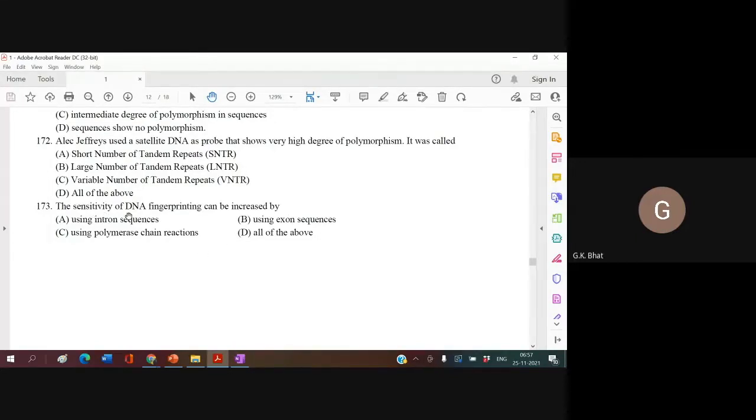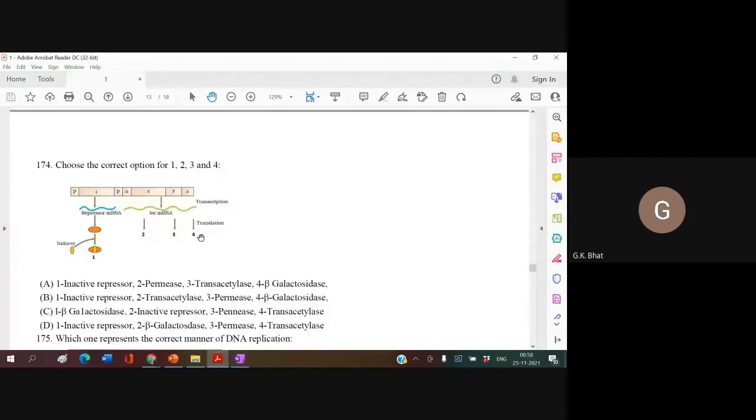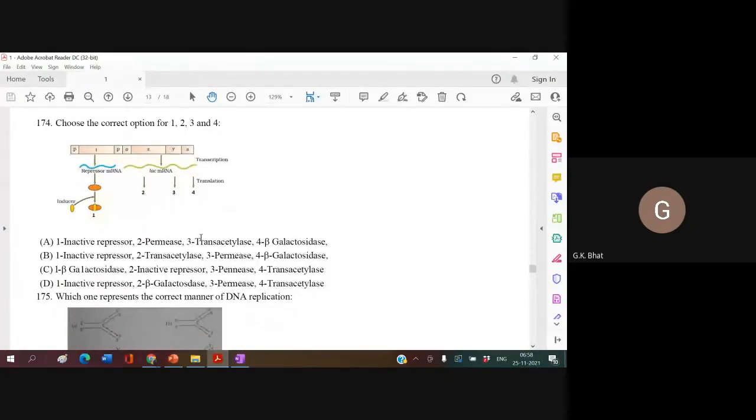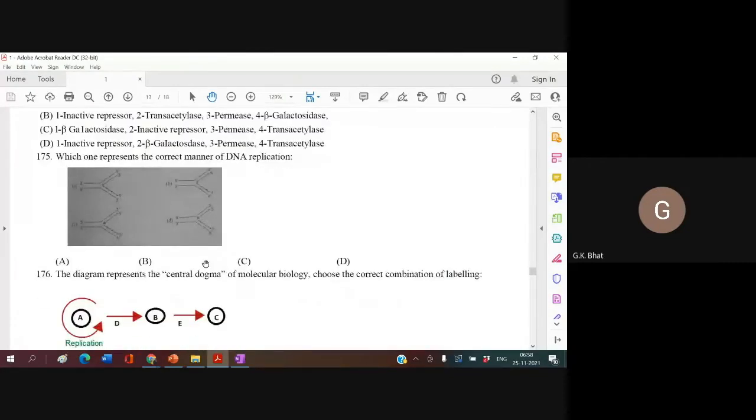The sensitivity of DNA fingerprinting can be increased by using polymerase chain reaction. That means it goes on doubling. We are going to study this, we have not studied PCR. Once you study PCR, it becomes very clear to you. Yes, 174. D. Yes, correct. 175.